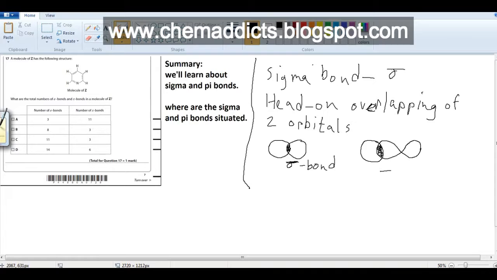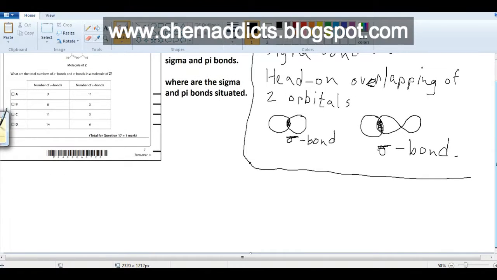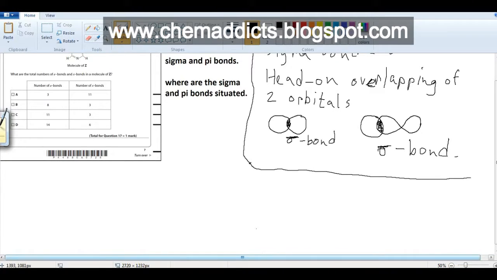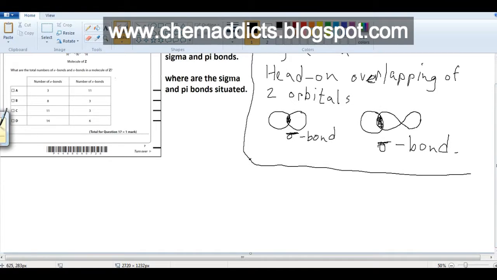So this is another sigma bond. So now you know about sigma bond. Now let us see what is meant by pi bond. So what is meant by pi bond?